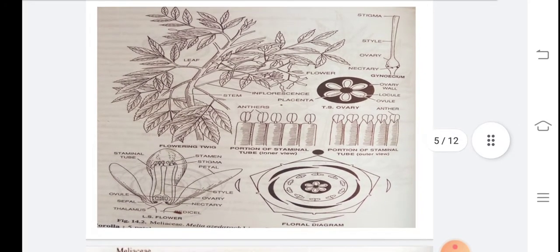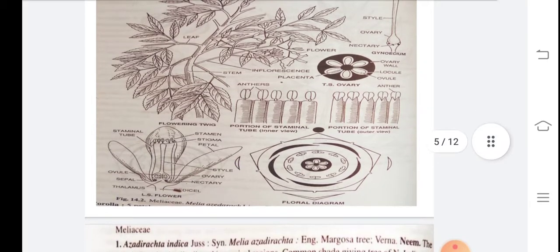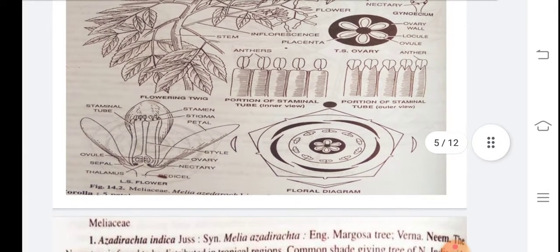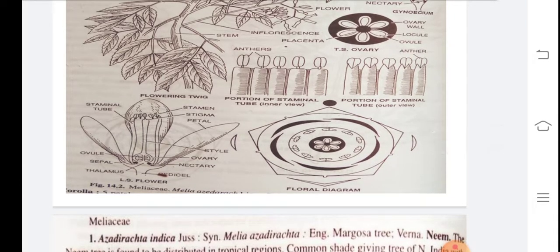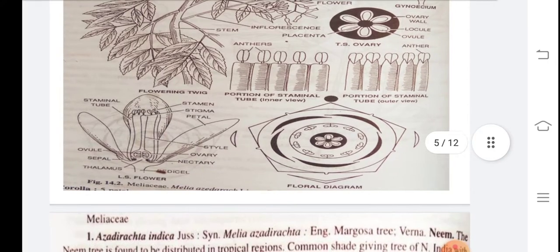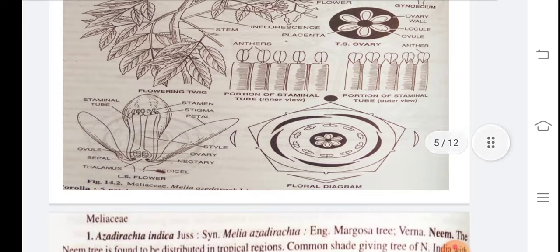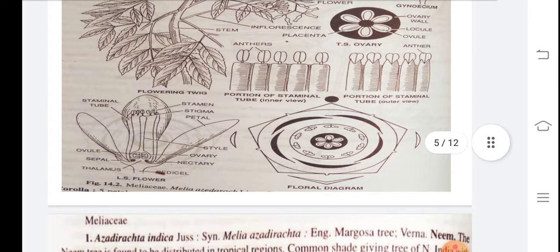So this is the twig of Azadirachta indica. Then secondly, the flower. You see the flower shows the ovary with a nectary at the base of the ovary. It is a character of family Meliaceae. Then the thalamus, on which the floral parts develop. After the pedicel, it develops the thalamus, and so sepals, petals, then androecium and gynoecium. The innermost part is the gynoecium. So you label it properly.